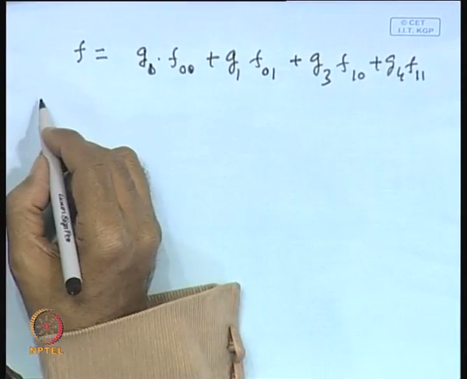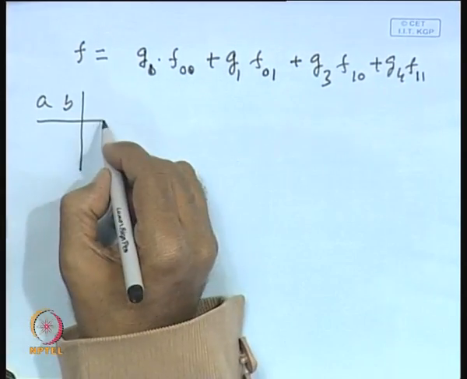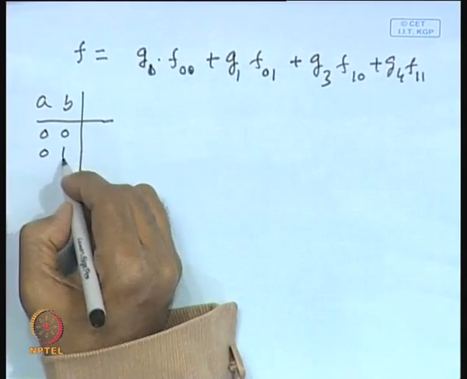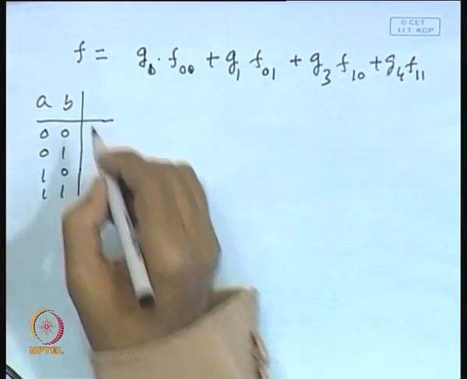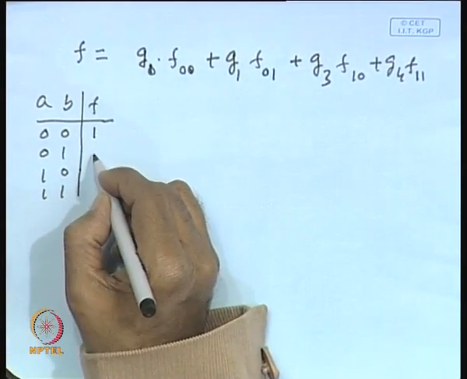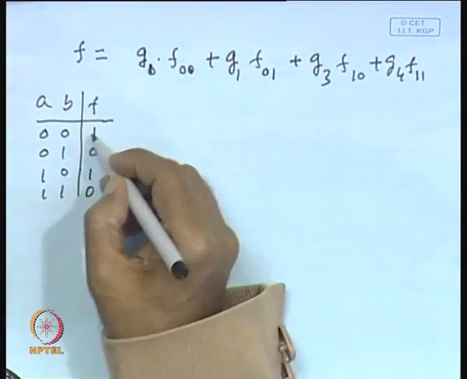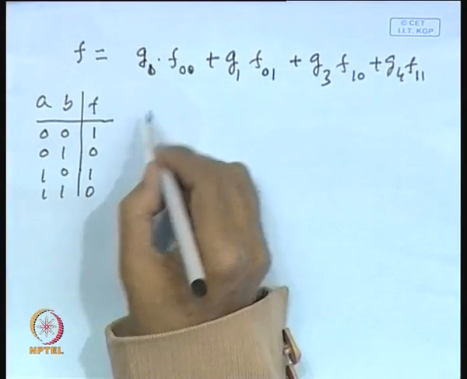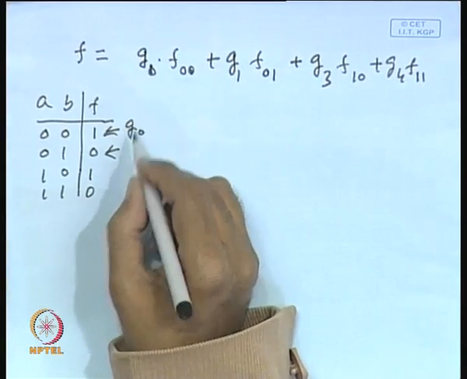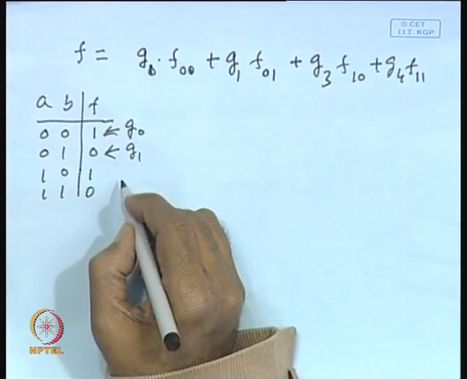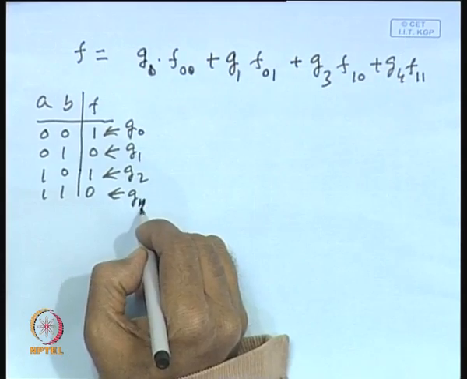That means, suppose A and B are the 2 inputs, and 0 0, 0 1, 1 0, 1 1. Then depending on whatever is f, let us assume we are realizing 1 0 1 0. Then G0, G1, G2, G3 can be directly taken from the truth table. That means the value of G0 is equal to 1, value of G1 is equal to 0, value of G2 is equal to 1, value of G3 is equal to 0.